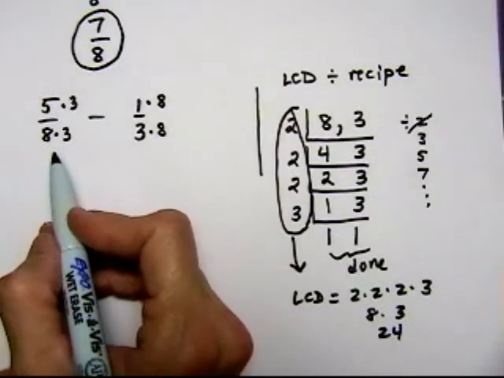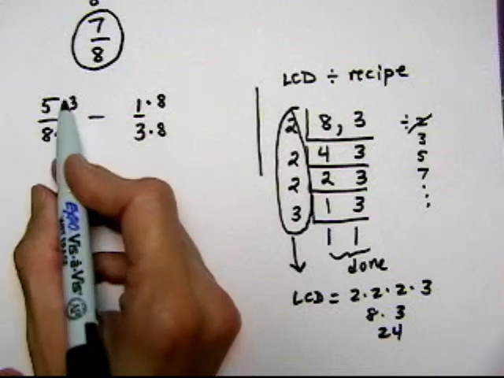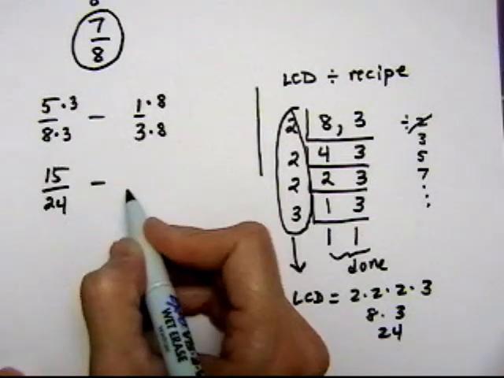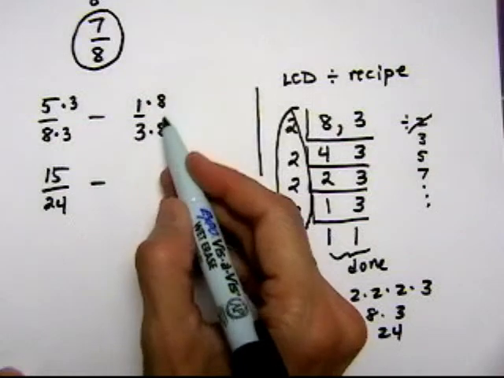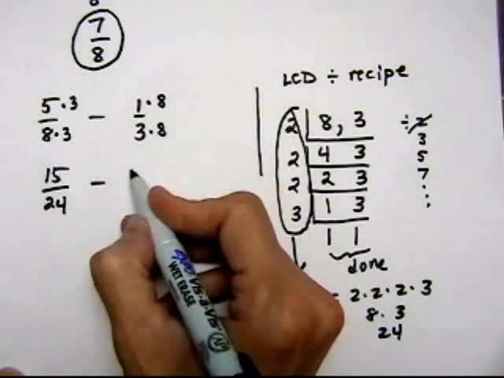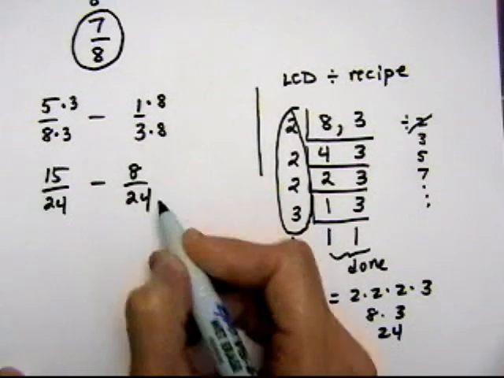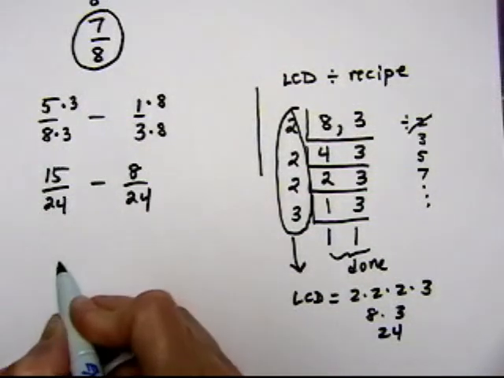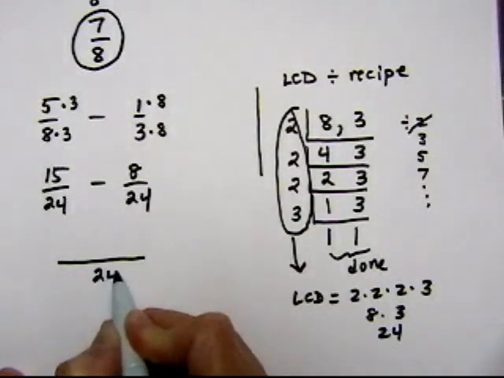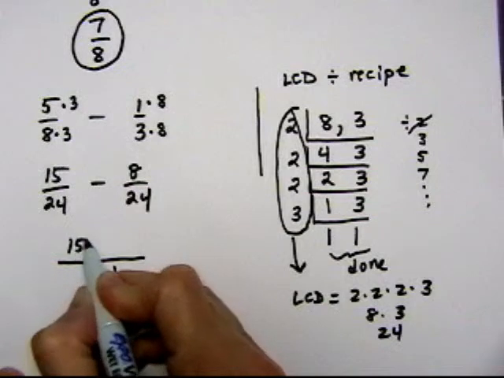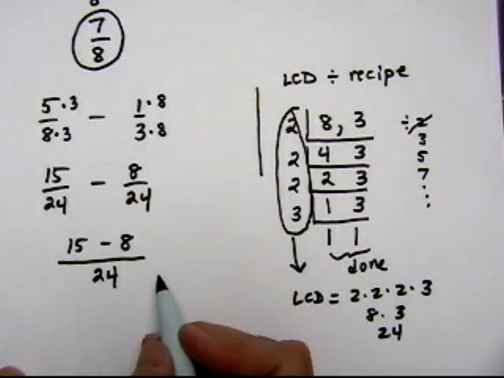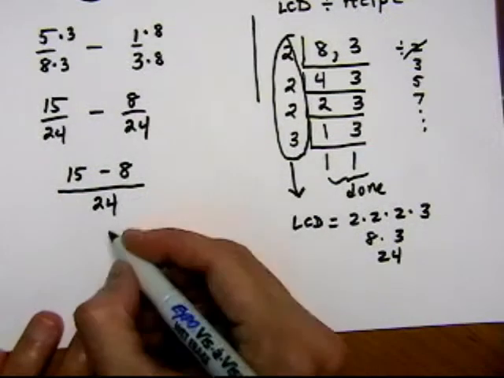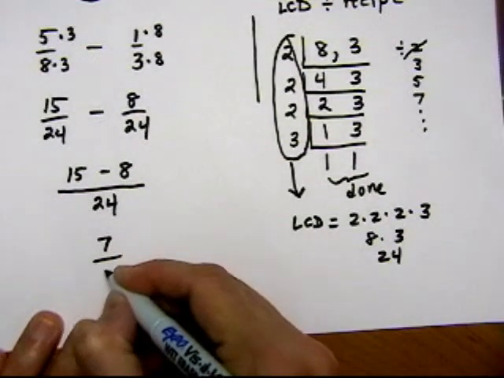Alright, so let's see, we've got 5/8, and we did times 3 top and bottom, giving us 15 over 24, minus 1/3, and we did times 8 in this case, top and bottom, and that gave us 8 over 24. Now we have subtraction of 2 fractions with a like denominator. So we keep the denominator and subtract the numerators, and that gives us 7 over 24.